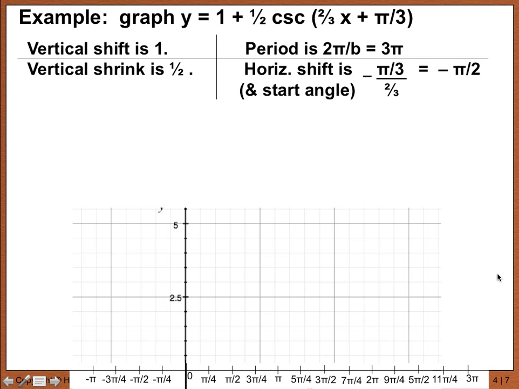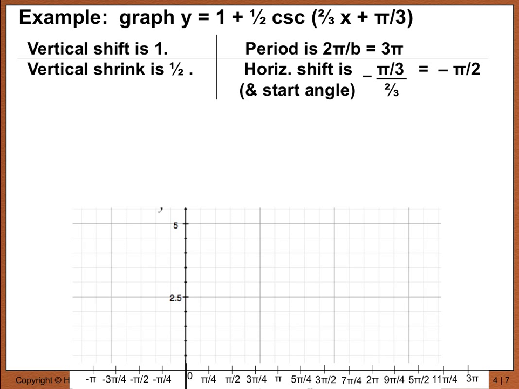Where do we get that? Because remember that we're talking about C over B. And since the standard form is minus C, well, plus pi over 3 is the same thing as minus negative pi over 3. And so our C is negative pi over 3. Therefore, C over B is negative pi over 3 over 2/3. And that, of course, simplifies to negative pi over 2.